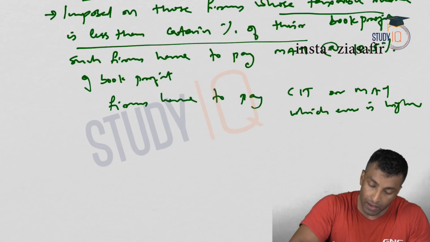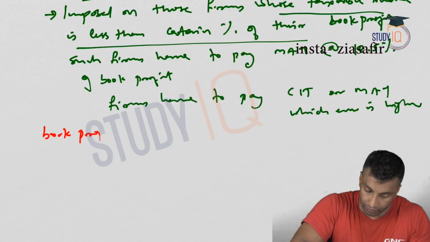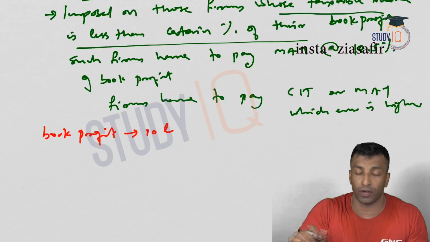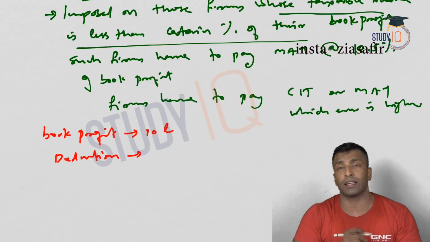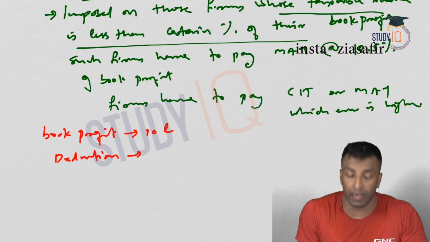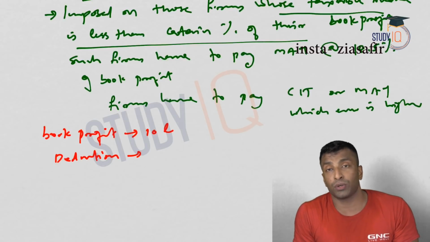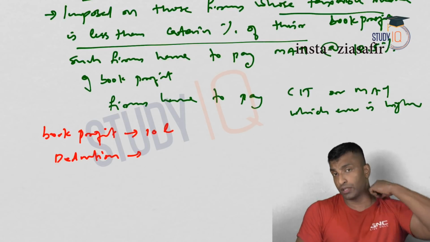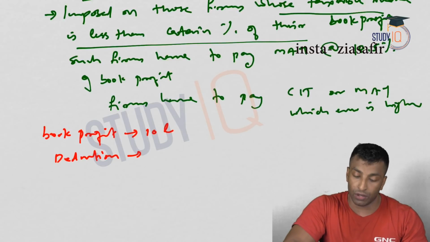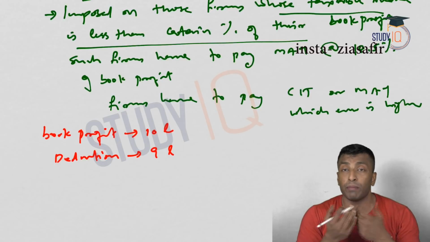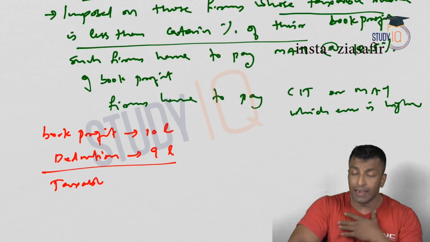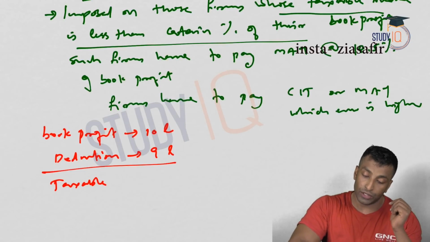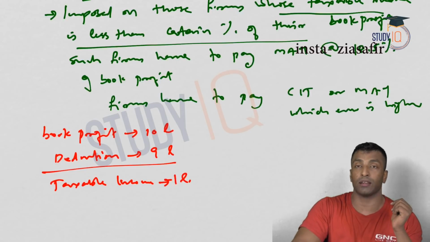Okay, so let's suppose your book profit is 10 lakh. Book profit means what you actually earned in total. Now the company can show certain deductions, and these deductions can be in the form of reinvestment, R&D. You can show some depreciation, and in all these ways you can show deductions. Okay, so let's say the company is showing a deduction of 9 lakh. Now it's up to the company. The company can manipulate also. Okay, so then what is your taxable income? Taxable income is actually book profit minus deduction. So taxable income here will be 1 lakh.